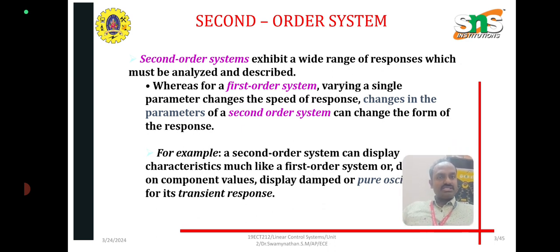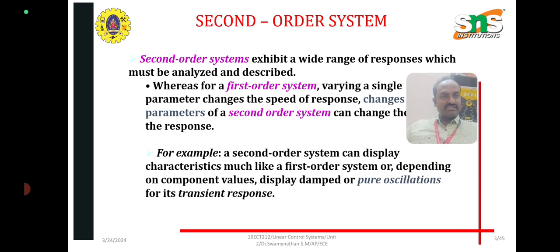The second order system exhibits a wide range of responses. It must be analyzed and described, whereas for the first order system the response varies with a single parameter change. A change in the parameter of the second order system can change the form of the response. The second order system can display characteristics much like a first order system, or, depending on the component values, it displays damped or pure oscillations in its transient response.